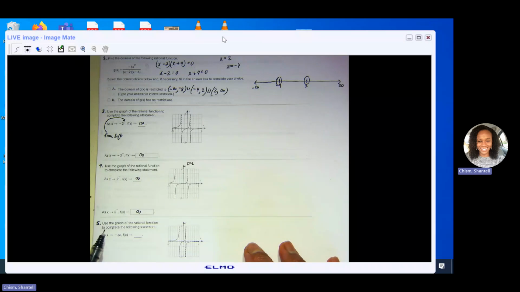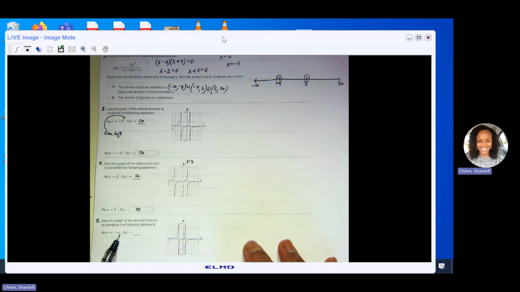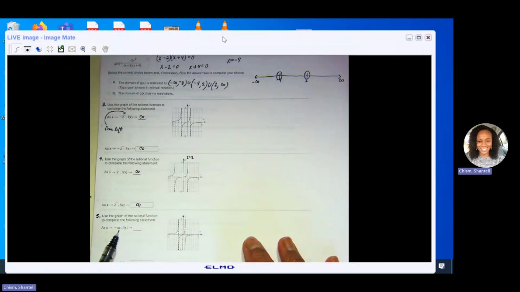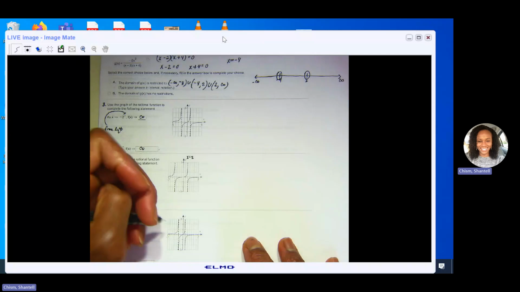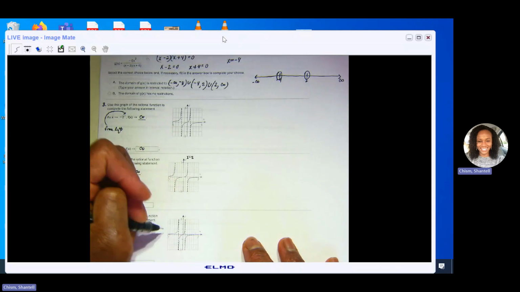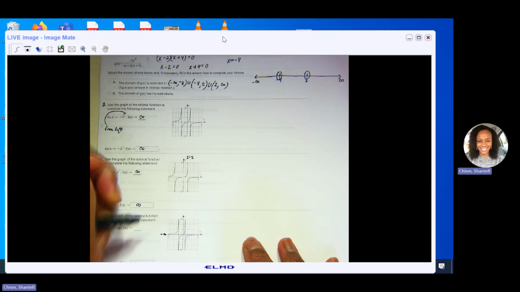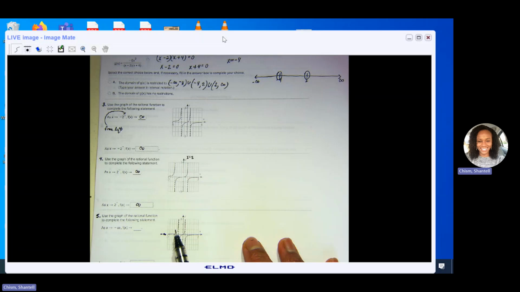Okay. Let's look at this one. It says use the graph of the rational function. Again, same directions. As x approaches negative infinity, okay? So this is different. So as x approaches negative infinity, here's the x-axis. Remember, x is horizontal. So headed towards negative infinity means we're going towards the left. So as x approaches negative infinity, as we move towards the left, the function is what we're able to really look at as we move more and more towards negative infinity. The function is flattening out. It's getting closer and closer to the x-axis, which means that it's approaching 0.